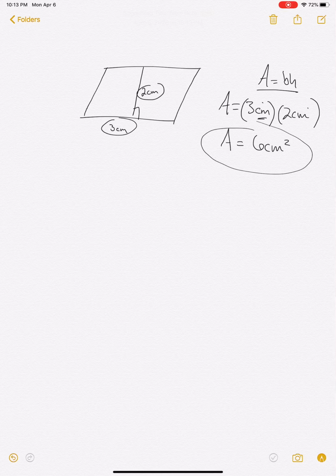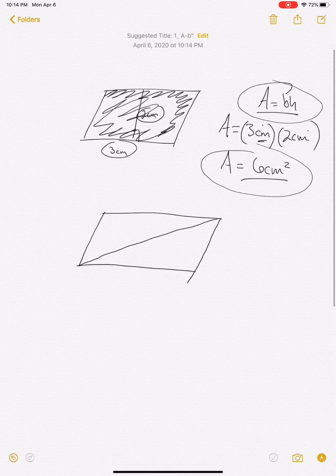Now looking at this parallelogram, we can confidently say that this is 6 centimeters squared. I always like circling my answers. It makes it really easy to find it when you're looking back or when the teacher's marking it. Now we're going to be looking at a triangle. So we're going to reimagine the parallelogram that was drawn above. So just imagine this looks the exact same.